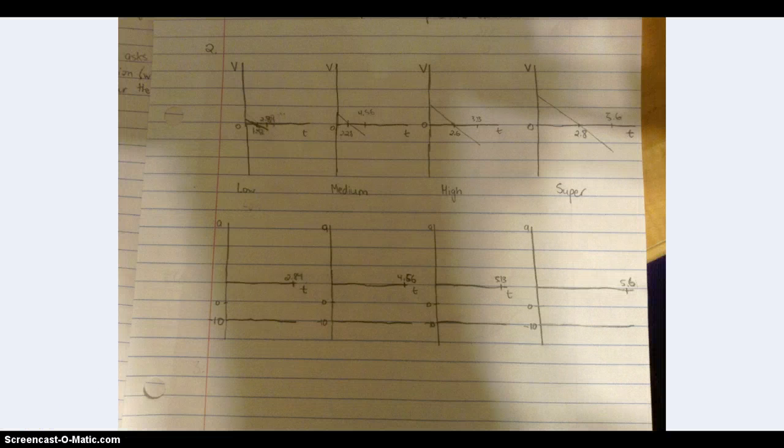Okay, so for number 2, we have to draw velocity versus time graphs and acceleration versus time graphs, and it's basically showing the speed of the rocket as it's going through the air. The top one's velocity, the bottom one's acceleration, and that's problem number 2.